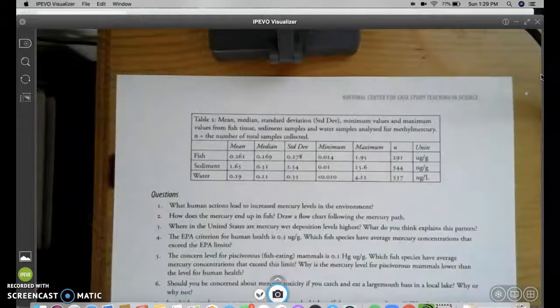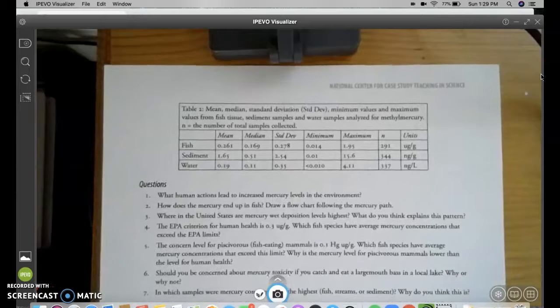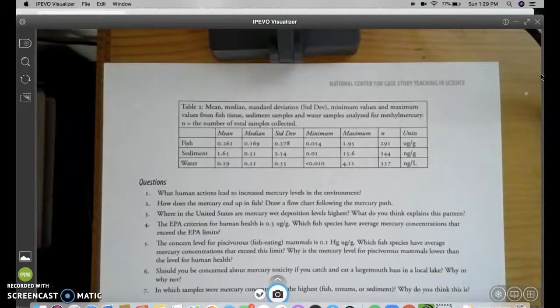Hey everybody, I know you guys were struggling with some of the conversions for the case study for tuna for lunch, so I just wanted to walk you through it a little bit, and then you can do the last conversion on your own. But basically, what you need to do is look at table 2, all right?